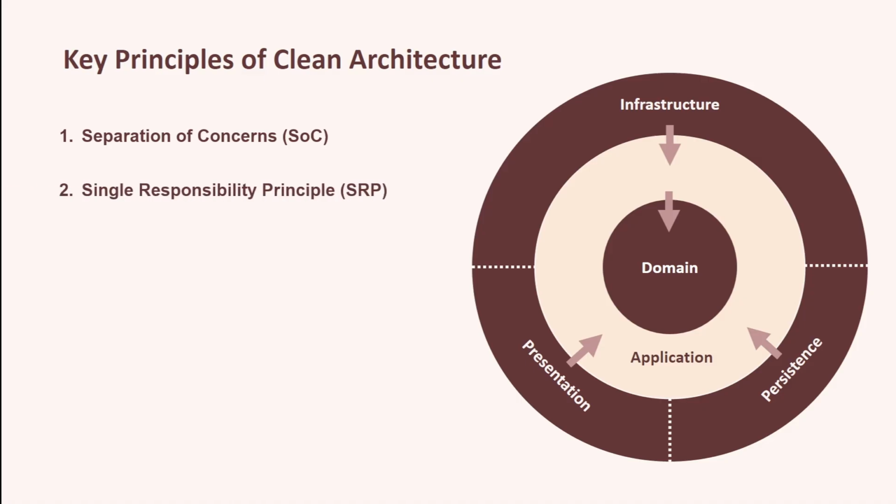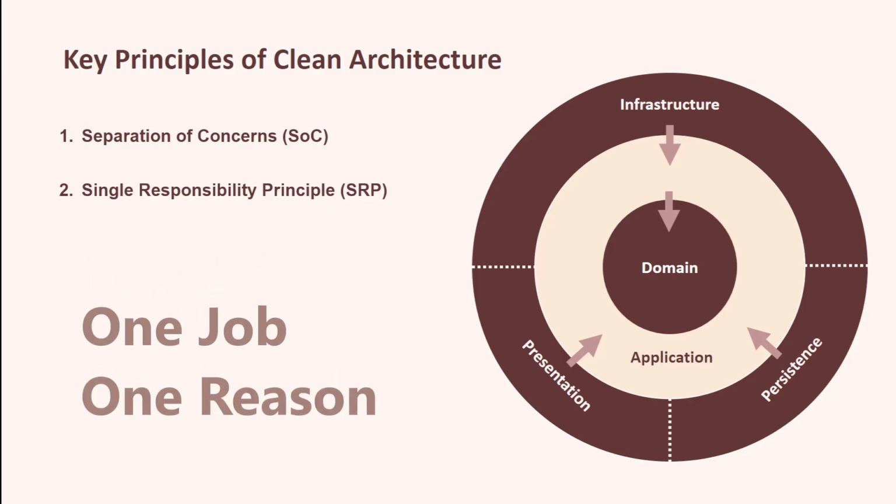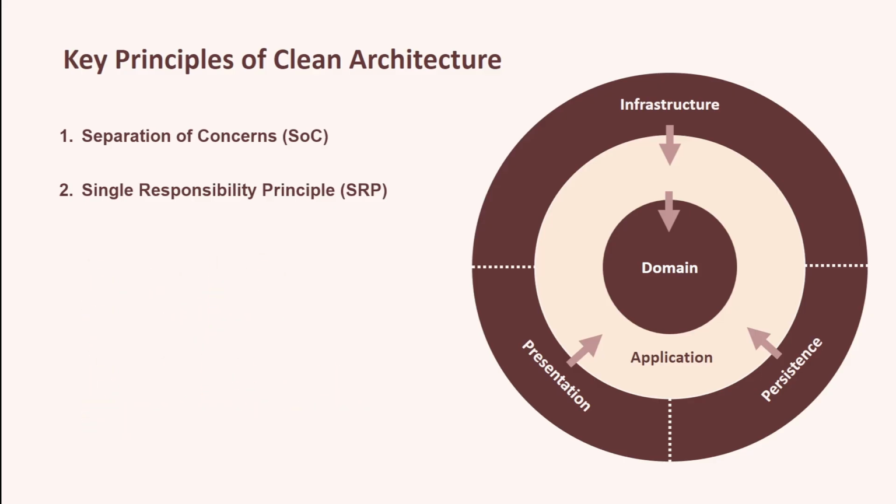The second rule is the single responsibility principle. Every module, class, or function should have only one job and only one reason to change. This makes your software easier to implement and prevents unexpected side effects when you make future updates.